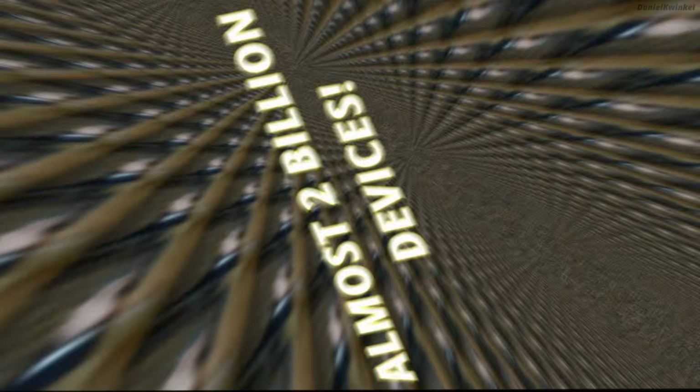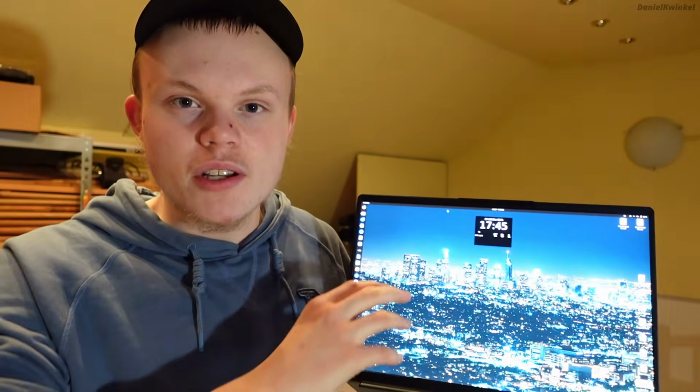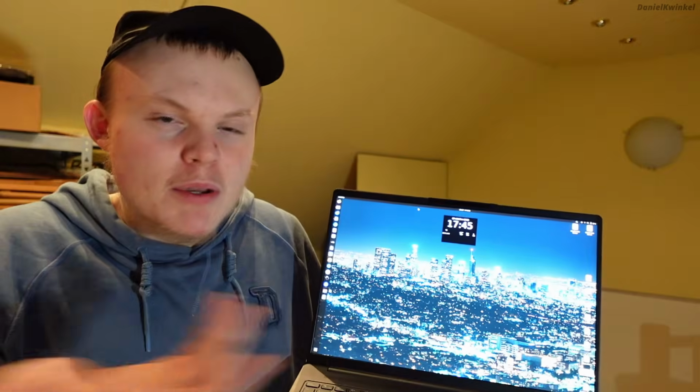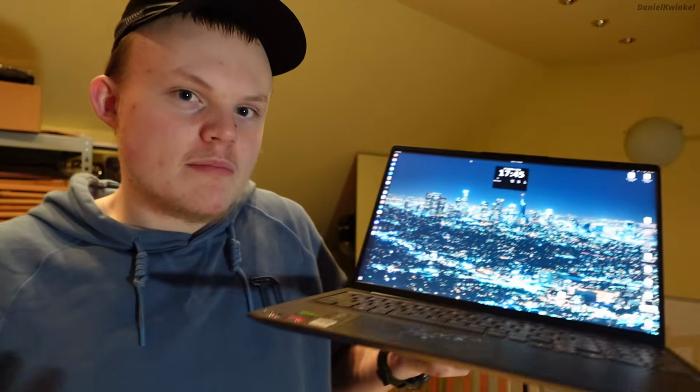Did you know that if we combine all laptops, desktops and tablets in the world, we get to almost 2 billion devices? That is a lot of devices. But there's also a slight problem. All these devices need to be powered by a processor powerful enough to actually do anything, because without a processor, a computer is basically useless.